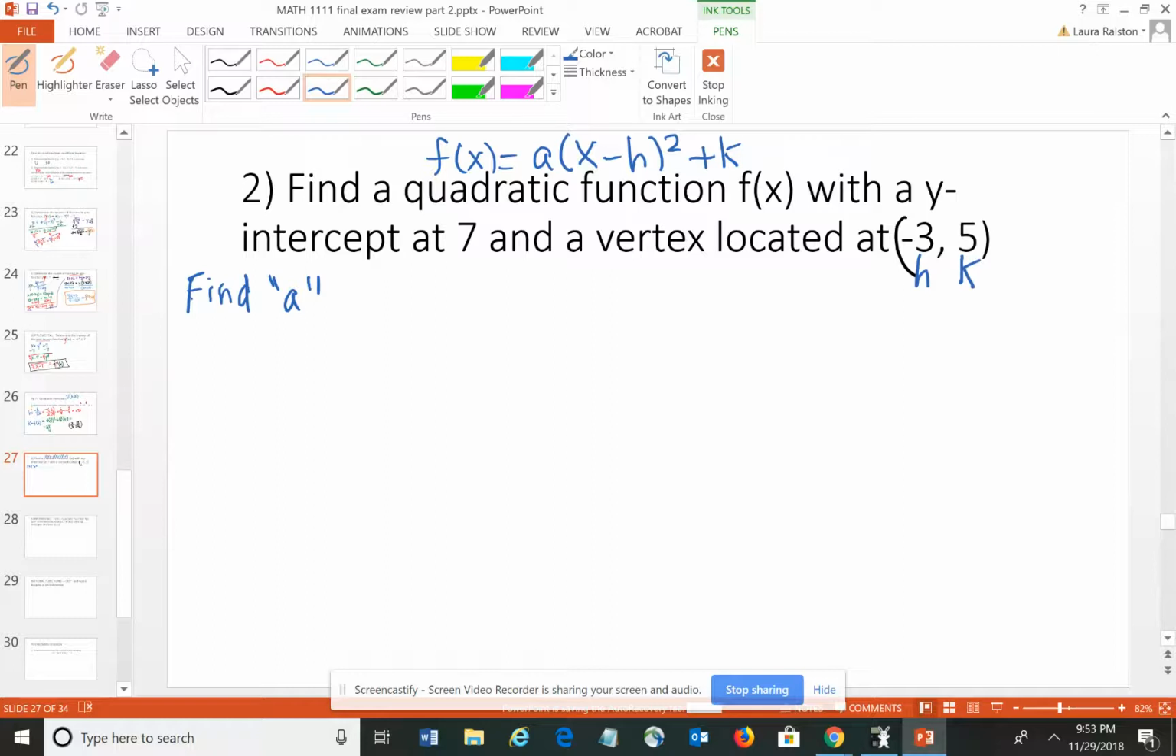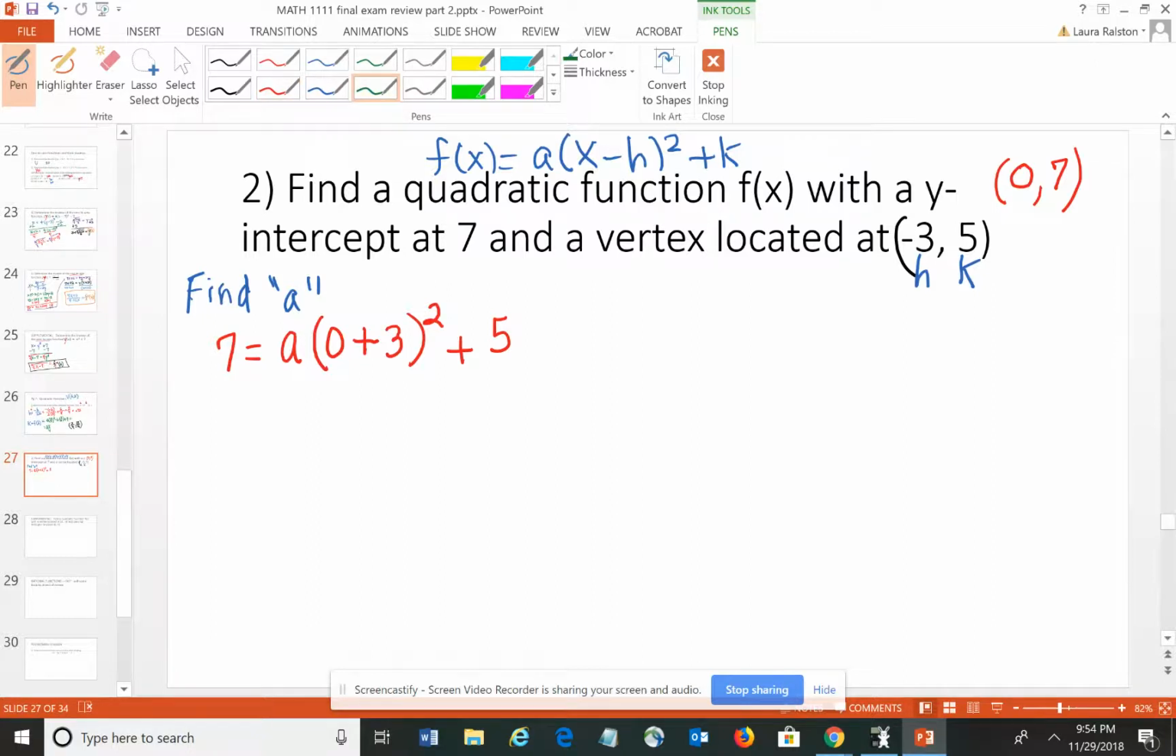But I need to find a, and to find a, I can use the other point that I've been given. Now, again, you may not recognize it, but remember the y-intercept can be written as an ordered pair. We would have an x value of 0 and a y value of 7. So we do have the ordered pair. So plugging into the formula, I'm going to find a. So I have 7 equals a times 0 minus -3 makes +3 squared plus 5. And I'm going to do the math to solve for a.